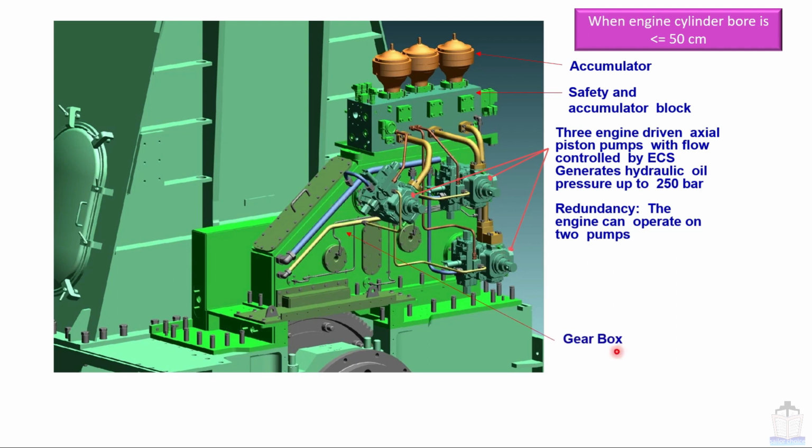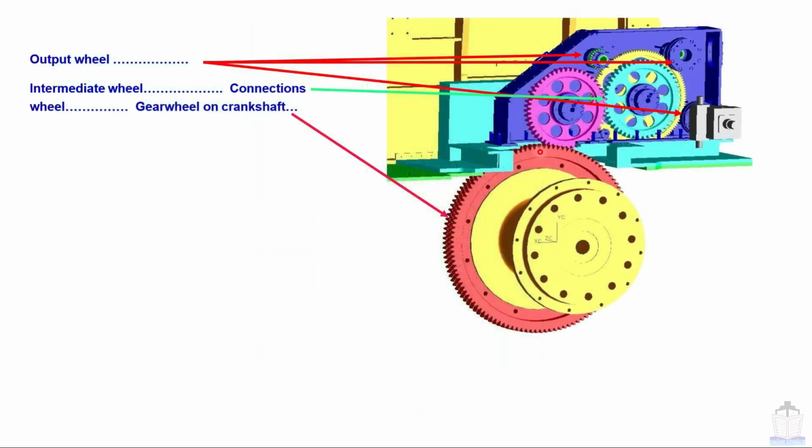This is called the gearbox. Now we are going to see the internal parts inside this gearbox. When you open this front cover of the gearbox, you will see all these mechanisms, which include some output wheels like these 3, by which the HPS pump is connected. These 2 are intermediate gears and this is the flywheel.